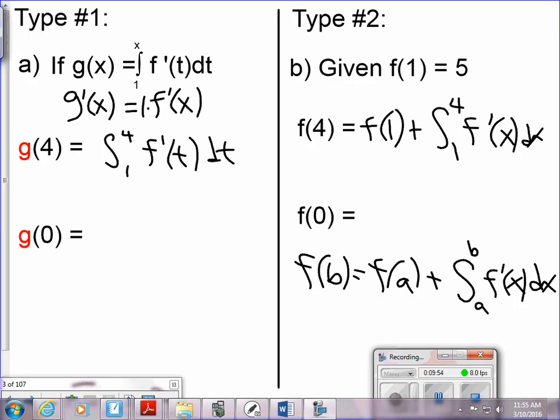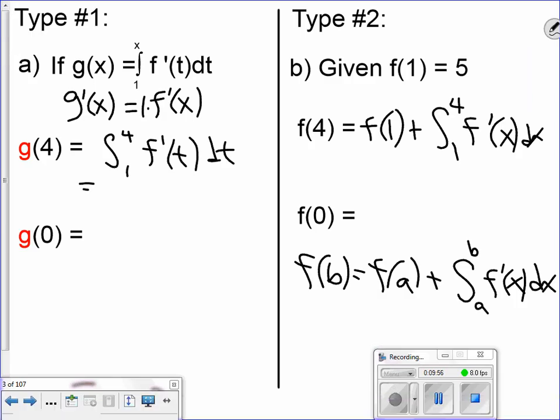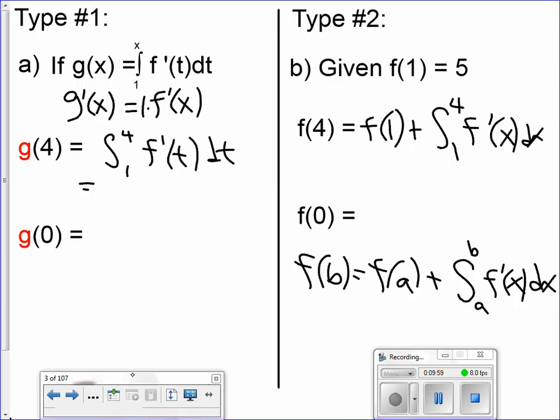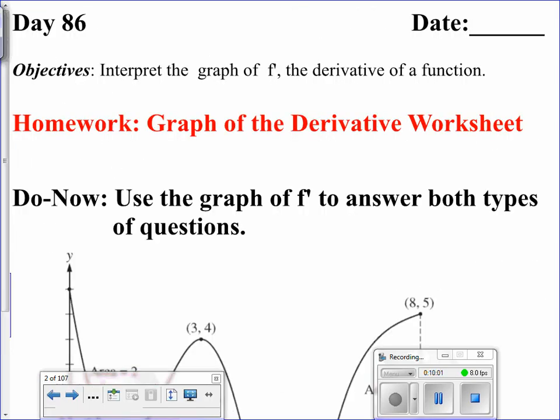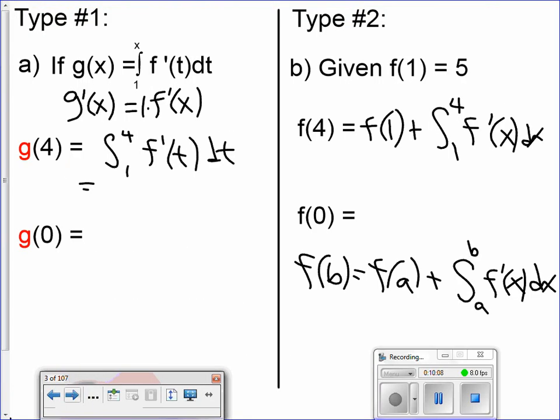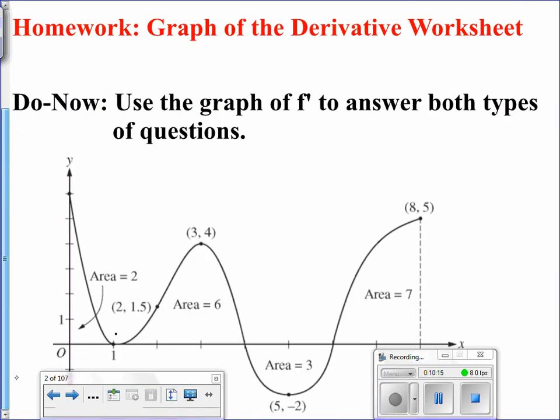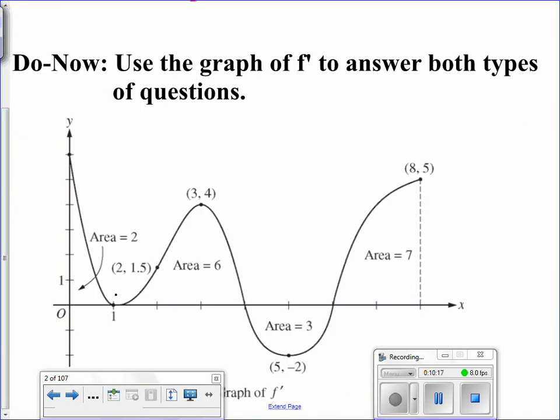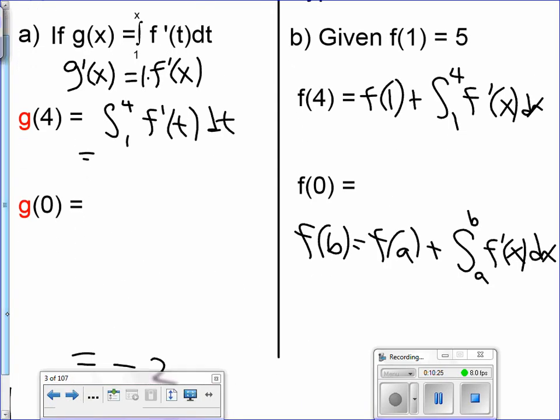So what did we get for g of 4? When you look back at that graph, pay attention now, okay? We said g of 4 was a definite integral from 1 to 4 of f prime. So we look at the graph of f prime between 1 and 4. Area above is 6 minus area below is nothing. 6 minus nothing is 6. All right, so we got that one.